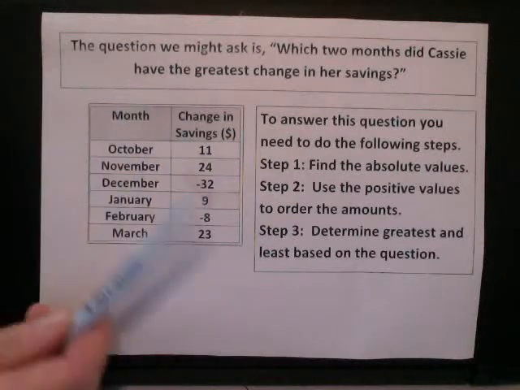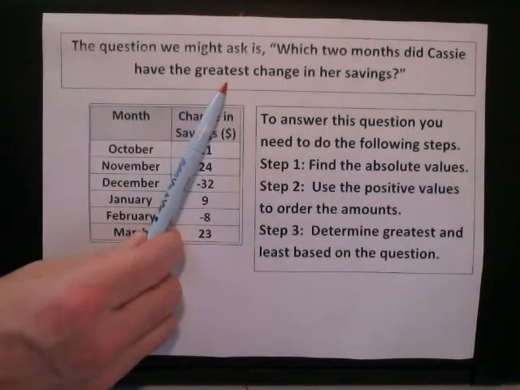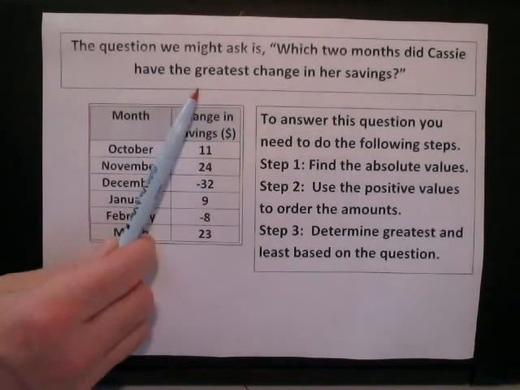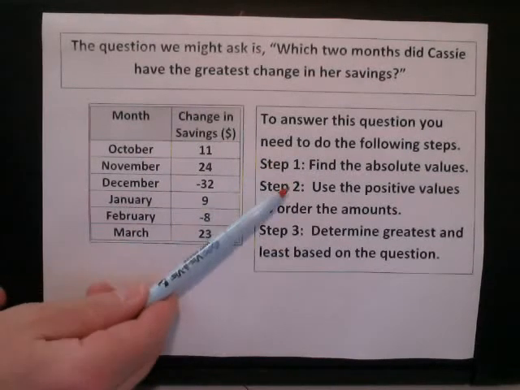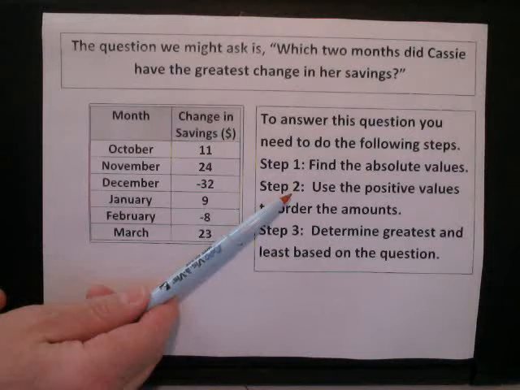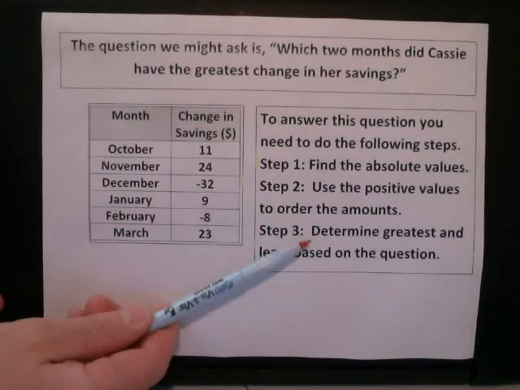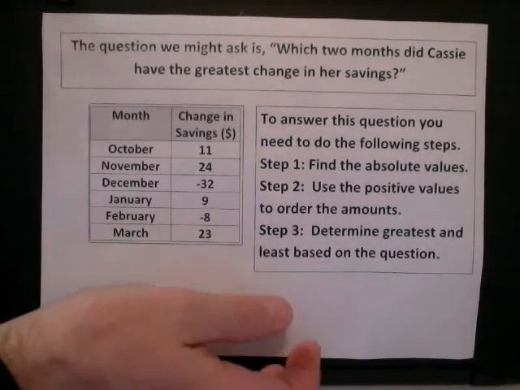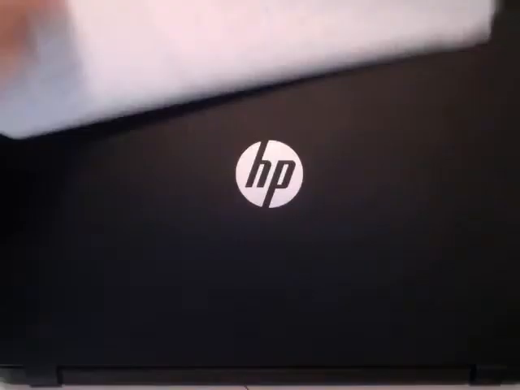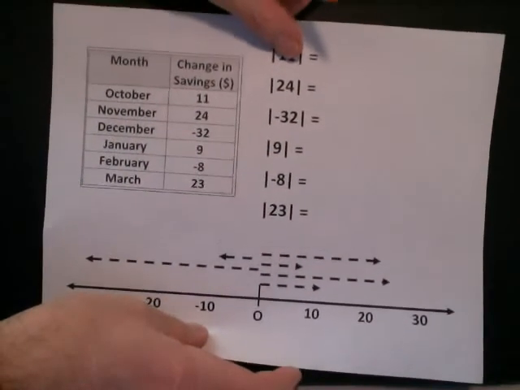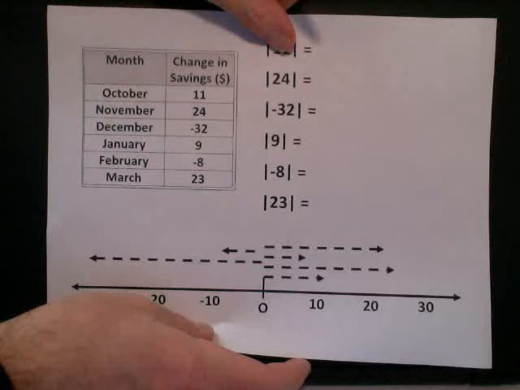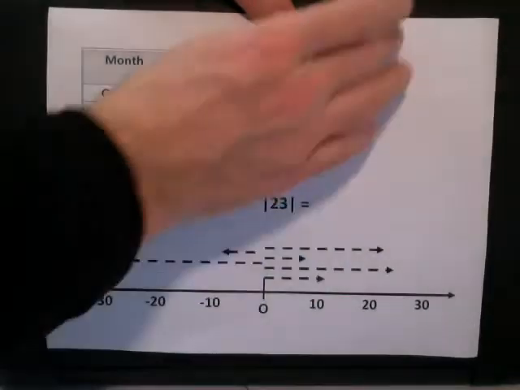So whatever it is you want to know, ours is, which 2 months did Cassie have the greatest change in her savings? That's what we would do after we've done step 1, finding absolute values, step 2, creating positive values to order, and then we could answer our question. So we're going to take a look at this. And here is how we might find ourselves solving this problem.